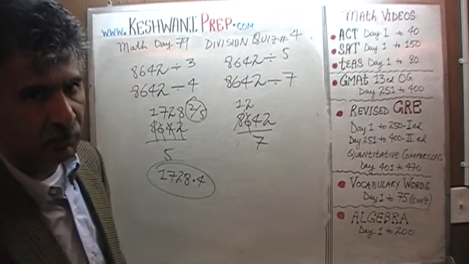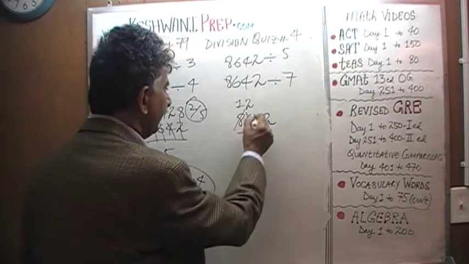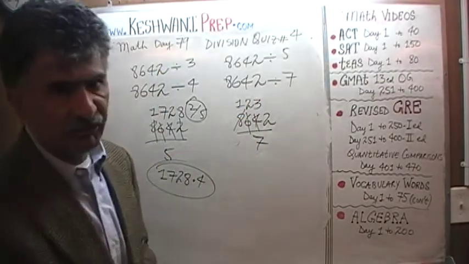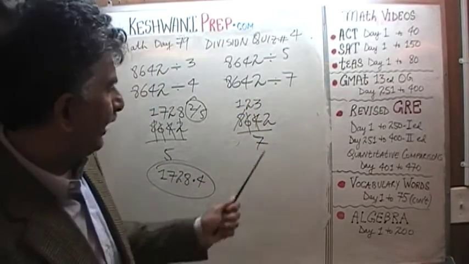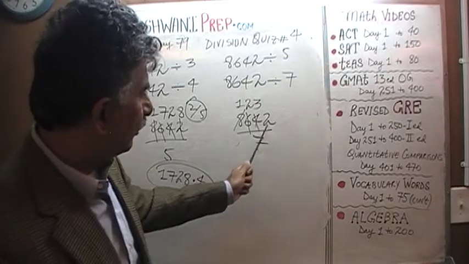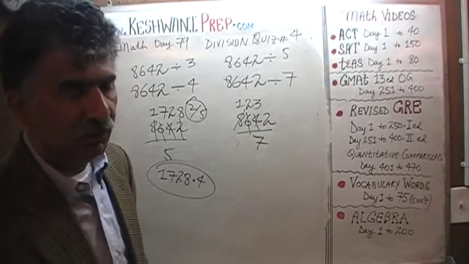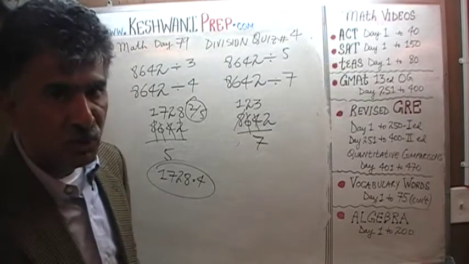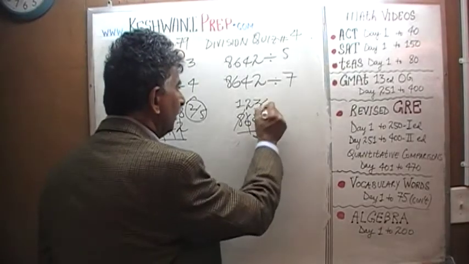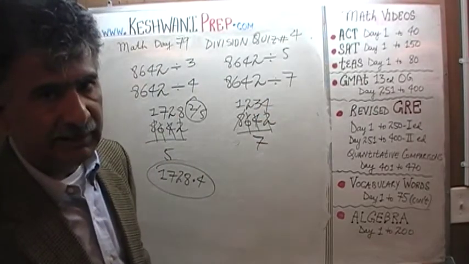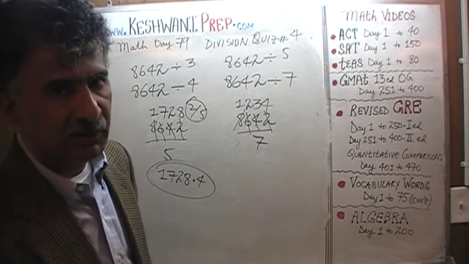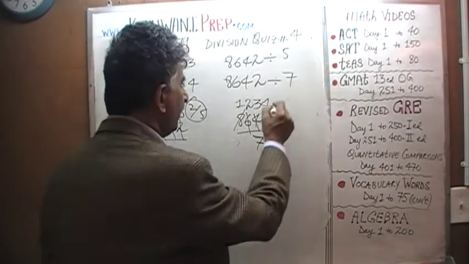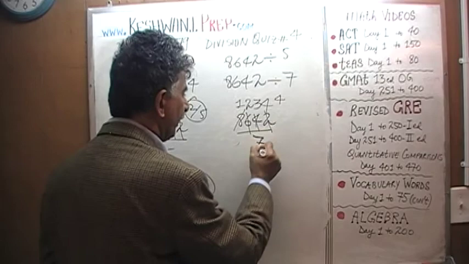How many 7s does 24 have? 24 has 3 7s. 3 7s are 21. The remaining 3 goes and joins the 2 becomes 32. How many 7s does 32 have? 32 has 4 7s. 4 7s are 28. 28, if you take away from the 32, we'll have a remainder of 4. That 4 needs to be divided by 7.